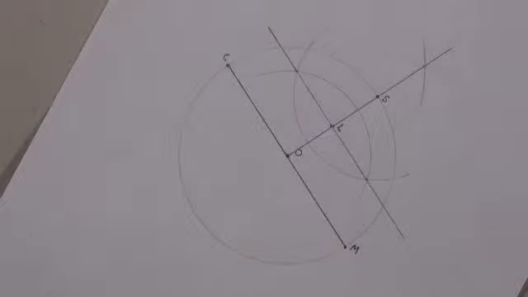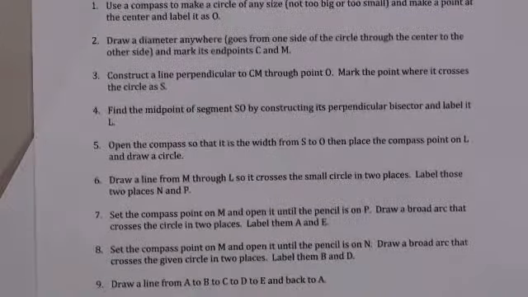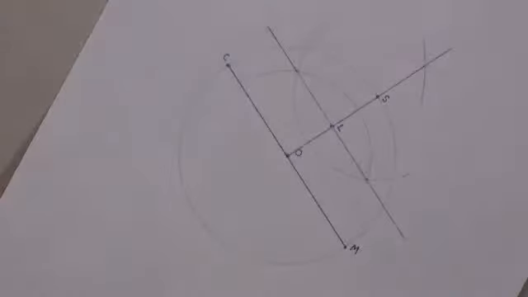So that's L. Okay? So let's see what the next step is. We're on step 5. Open the compass so that it is the width from S to O. Then place the compass point on L and draw a circle.